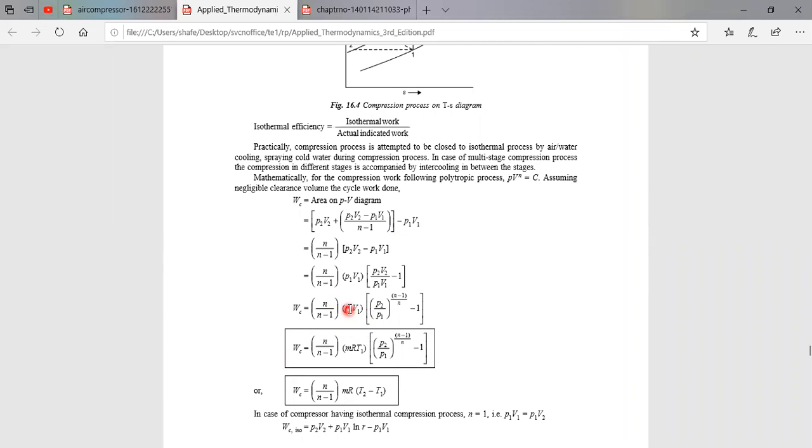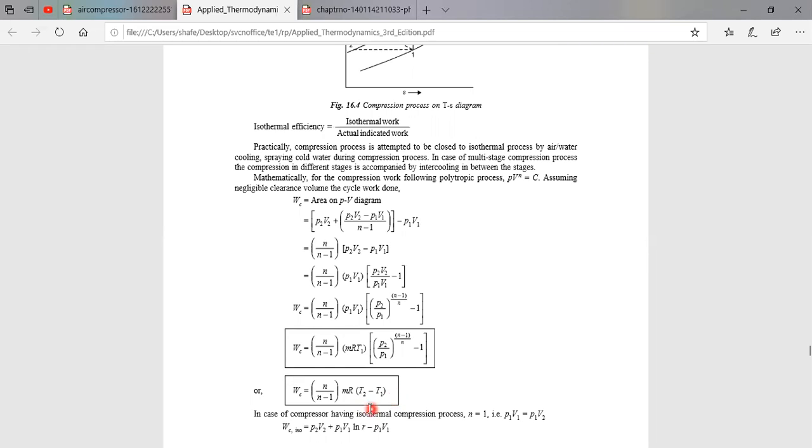Now instead of P1 V1, sometimes there won't be any pressure or volume in the problem, but still I can solve the problem. n will be given, P1 initial pressure and P2 final pressure will be given, and temperature is given. Then also I can find out the work, because P1 V1 equals m R T1. This is by the gas equation, because air is nothing but an ideal gas. So this is the ideal gas equation, right? So I can go for WC equals n by n minus 1 times m R into (T2 minus T1).